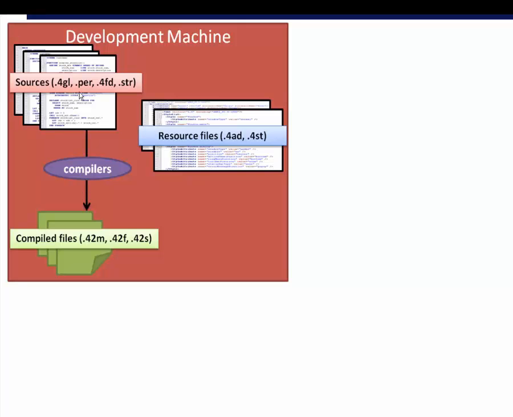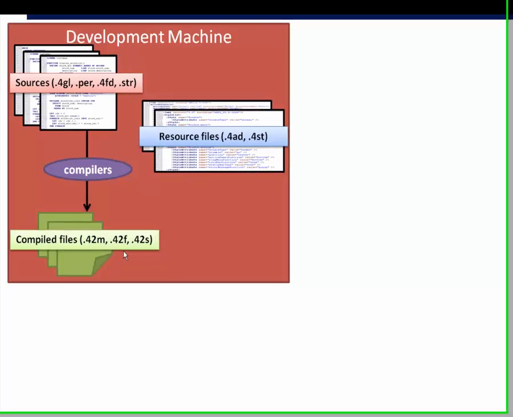Now the 42F file here in the middle there is the translated version of the form. So regardless of if you've developed your form as a text file, as a .per file, or in the Form Designer product, the compilation or translation process will give you a 42F file, which is the XML representation of the form.